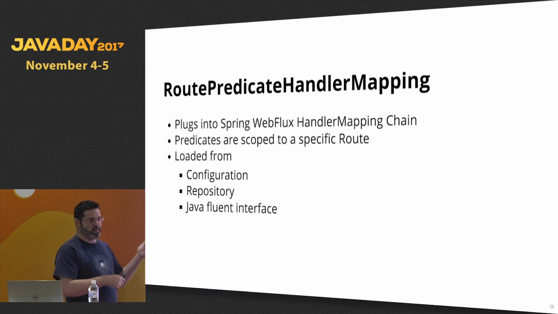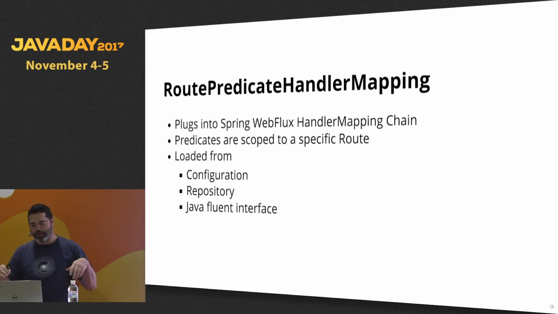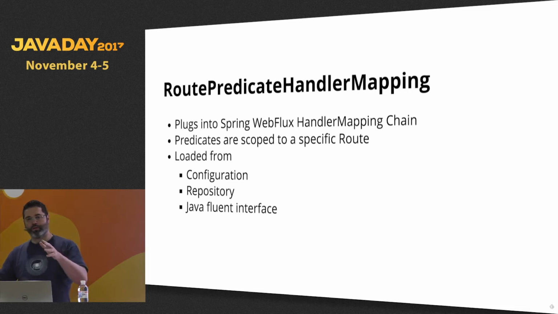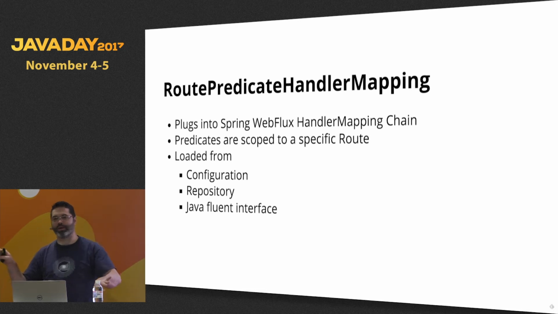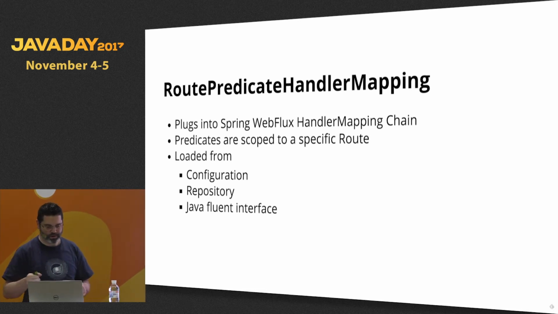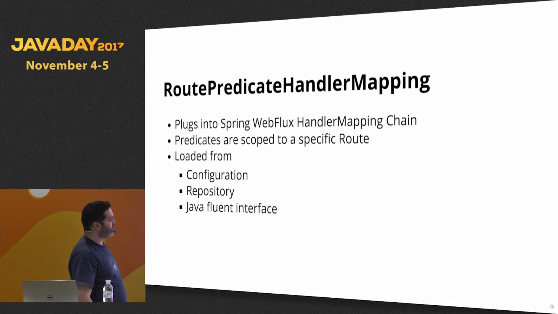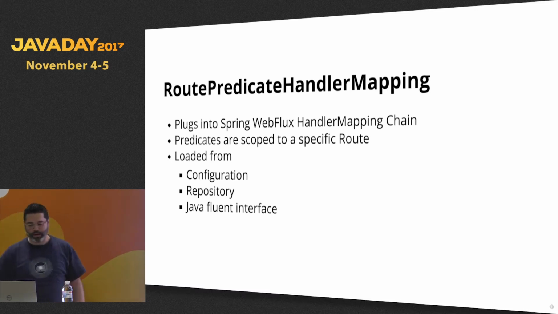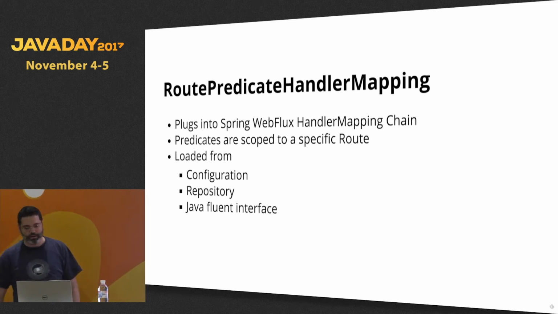One of the differences between the Spring Cloud Gateway and Zuul is that predicates are scoped to a specific route. In Zuul, there were some disconnects because it wasn't built into Spring. And we can load these predicates and configuration from Spring Boot's config files or from a repository. I'll focus today on the Java Fluent interface, which is a really nice, simple way to define routes.